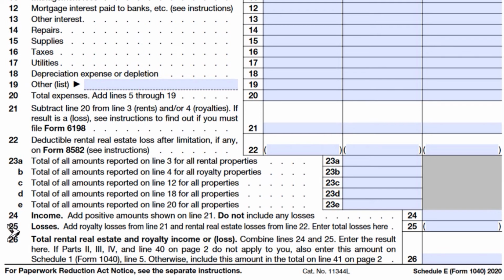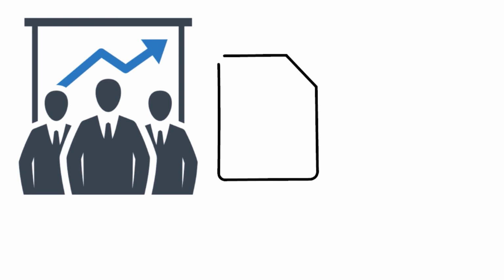And one thing I also want to say is that line 26 of the Schedule E will show the total income or loss that will be reported on line 17 on Form 1040. Okay. And one thing I also want to say here, and this is kind of important, is that partnerships and S corporations will provide you with an IRS Schedule K-1 at the end of the year. And that information will be reported on part 2 of IRS Schedule E. I'll talk about that very soon.